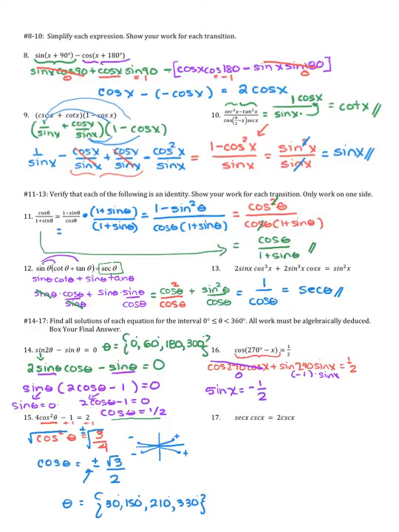And looking at your unit circle, this will happen in the second. No, wait, this is sine. So it's going to happen in the third and the fourth quadrant where the y values are negative. And so you're going to have x equals 210 and 330. Both have 30-degree reference angles.